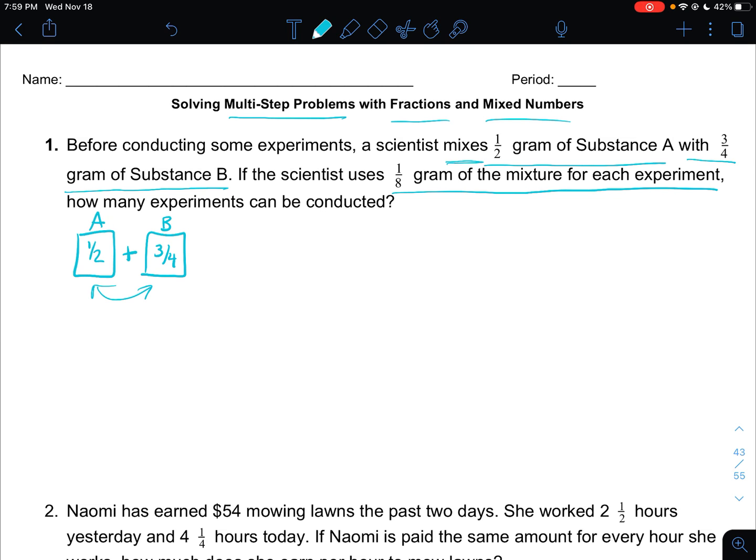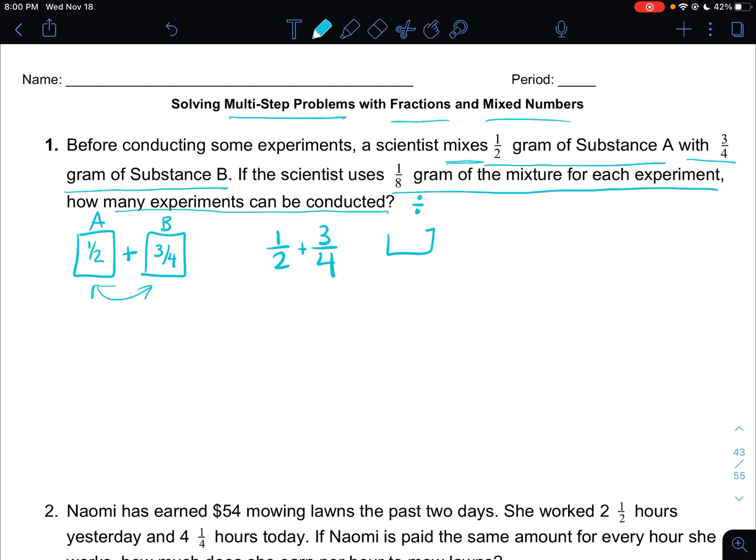And then after we add, it says that the scientist uses 1/8 gram of the mixture for each experiment. So every time he does an experiment, he's going to take out 1/8 of a gram. And we need to know how many times he can do that, or how many experiments he can do. So that tells me I'm going to divide. I need to find my total mixture amount, and then I want to divide that by 1/8 to figure out how many times I can do an experiment. So we're going to start by adding 1/2 plus 3/4.